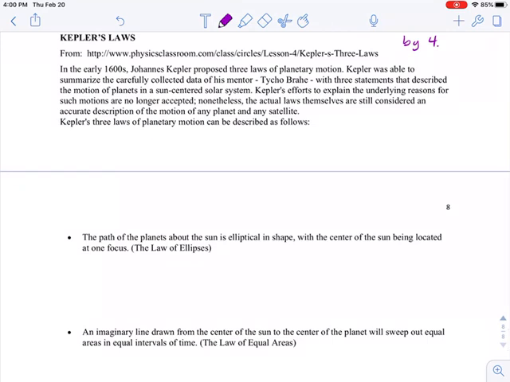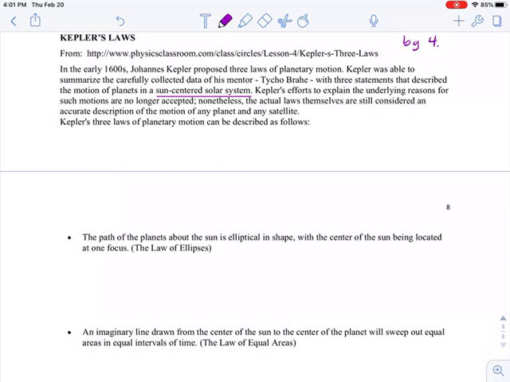And I'll just read a little paragraph here to get us oriented. In the early 1600s, Johannes Kepler proposed 3 laws of planetary motion. Kepler was able to summarize the carefully collected data of his mentor, Tycho Brahe, with 3 statements that describe the motion of the planets in a sun-centered solar system. By the way, this was a little controversial at the time. There were still lots of people that thought that everything revolved around the Earth.